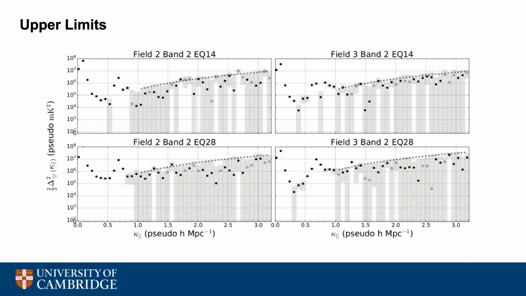As we'd expect, the limits for equilateral 14 meter triads are slightly lower than for equilateral 28 meter triads. This is simply because there are more equilateral 14 meter triads in the array, so we have slightly more data that can be averaged. Now the best upper limit we get from this point here. This is between the foreground and the systematics region, and our condition for including points like this was that the error bar should cross 0.